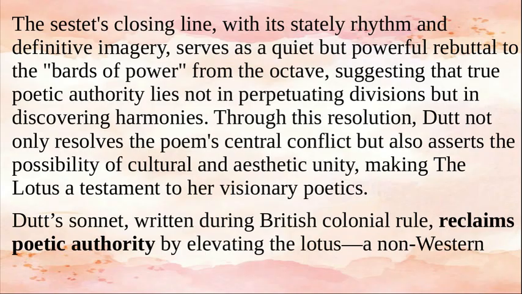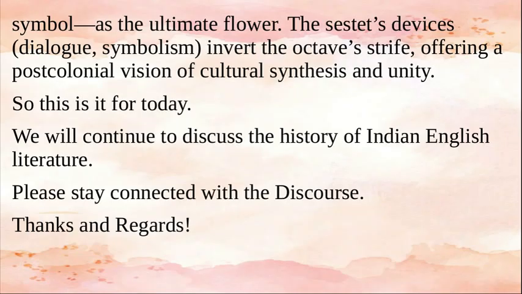suggesting that true poetic authority lies not in perpetuating divisions but in discovering harmonies. Through this resolution, Dutt not only resolves the poem's central conflict but also asserts the possibility of cultural and aesthetic unity, making The Lotus a testament to her visionary poetics. Dutt's sonnet, written during British colonial rule, reclaims poetic authority by elevating the lotus, a non-Western symbol, as the ultimate flower. The sestet's devices, dialogue and symbolism, invert the octave's strife, offering a post-colonial vision of cultural synthesis and unity.